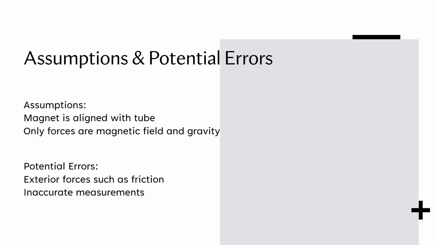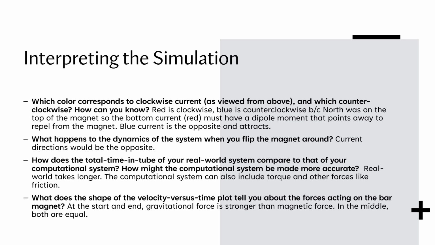To interpret the simulation, which color corresponds to the clockwise current and which counterclockwise? How can you know? Red is clockwise while blue is counterclockwise, because north was on the top of the magnet, so the bottom current must have a dipole moment that points away to repel the magnet, while blue would be the opposite, so it will want to attract the magnet.